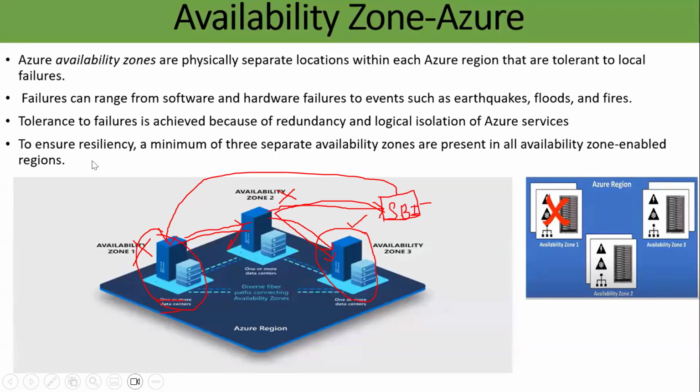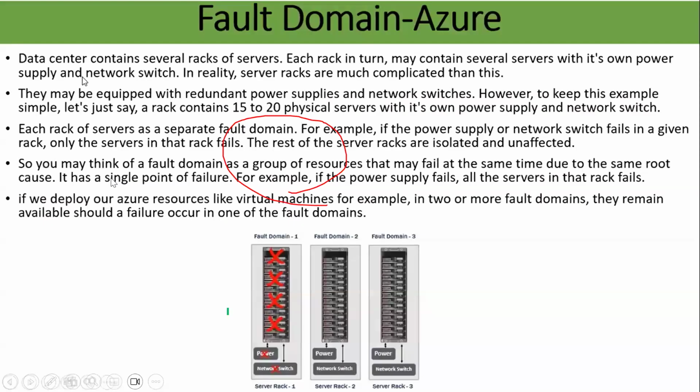Okay. So there are three separate availability zones. All are present in availability zone enabled regions. This is about the availability zones.